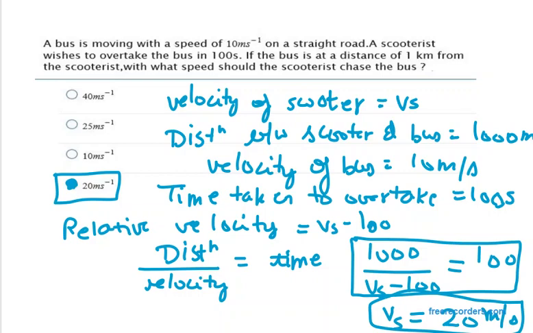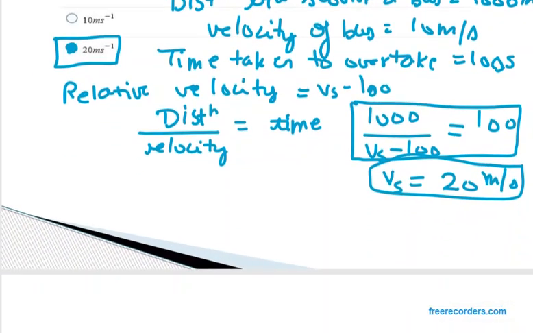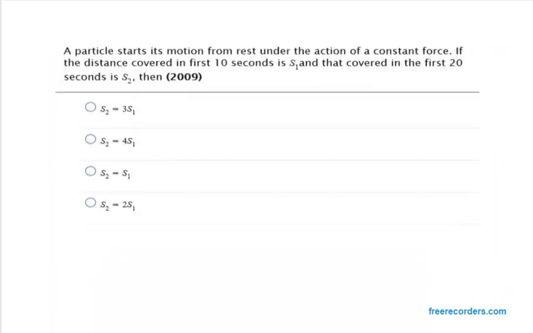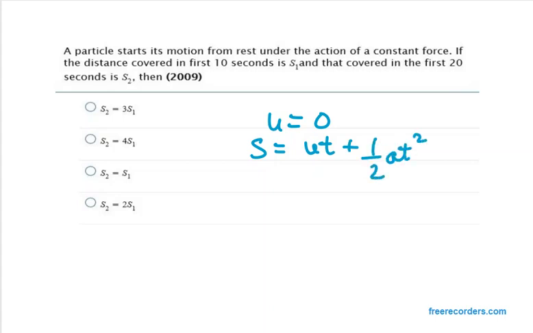Now we have the last question. It says a particle starts its motion from rest under the action of a constant force. If the distance covered in the first 10 seconds is s1 and that covered in the first 20 seconds is s2. So again it says from rest, that means u is equal to 0. Again my equation, ut plus half at square, can be reduced to only half at square.